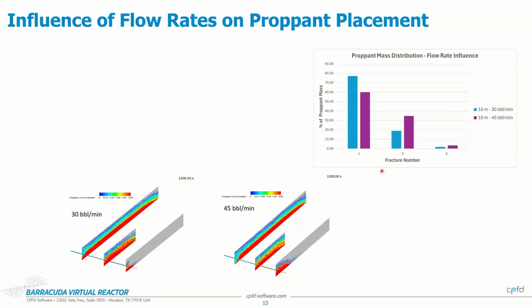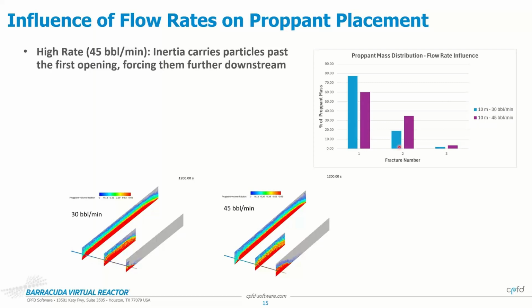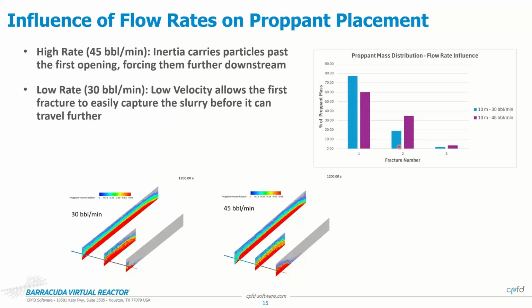Again, 3 fractures. And what we see is that as we increase the flow rate, we are taking some of that mass that was entering the first fracture and putting it into the second one. So basically what happens is that with the increased flow rate, there's higher inertia. So the particles get carried past the first fracture, and then they can make it into the second fracture. This is not quite what we see at a lower pumping rate. But even with this increased pumping rate, the third fracture still doesn't receive, in terms of absolute percentage of mass, that significant an amount of proppant here.